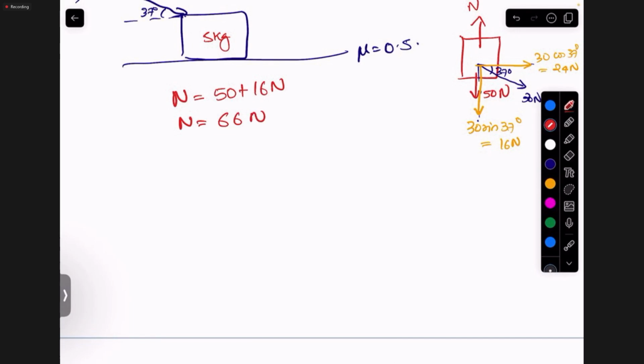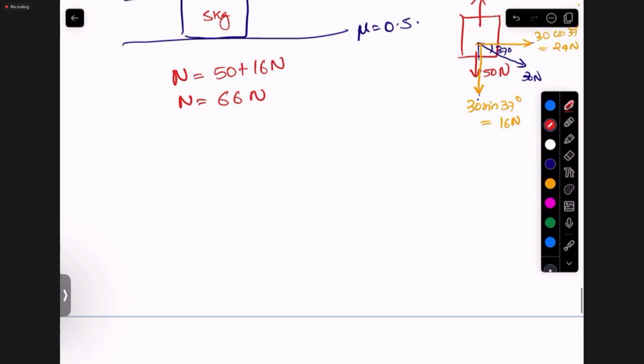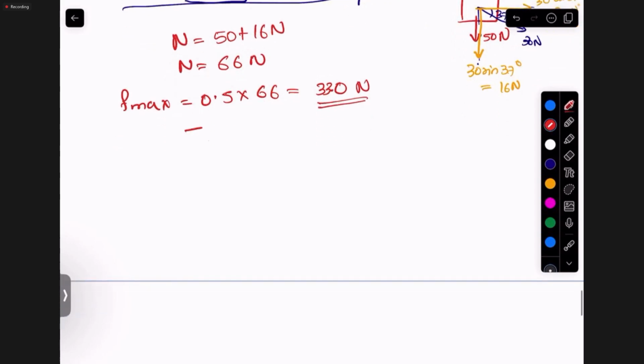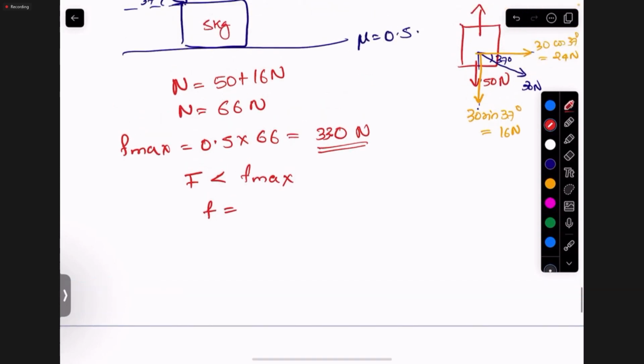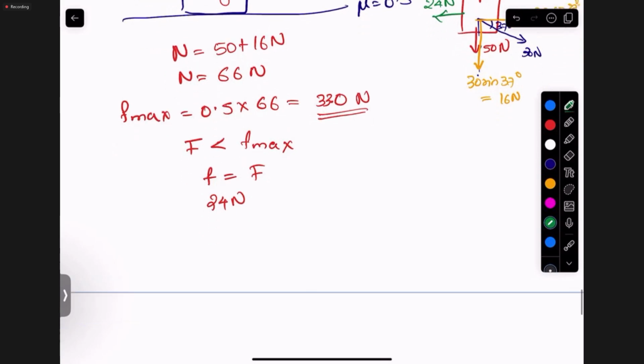Equating the vertical forces, N is 66 Newton. Now F max equal to what? Mu times N has become obviously larger, right? 33 Newton you're getting as frictional force. Now applied force is less than F max. So what will be the frictional force here? Frictional force will be equal to the applied force, which is equal to 24 Newton.